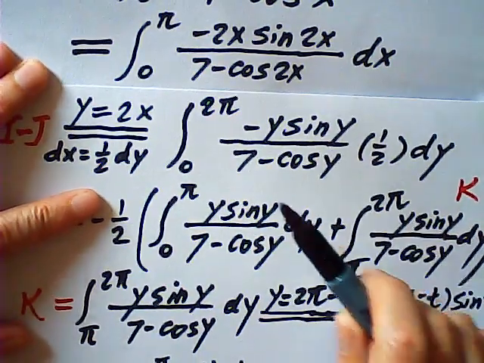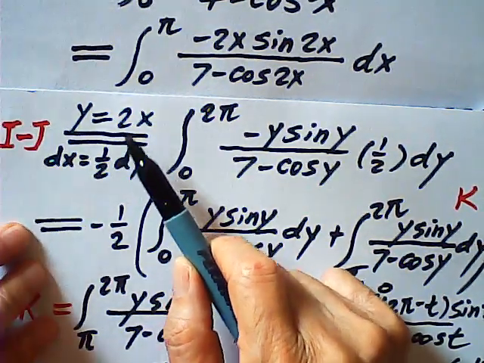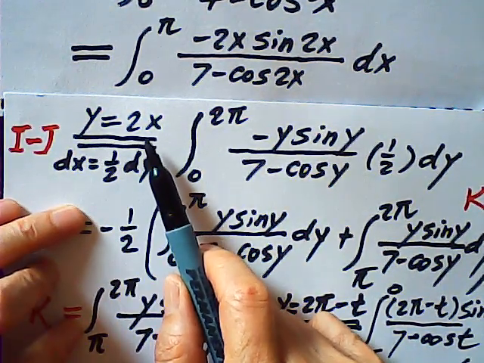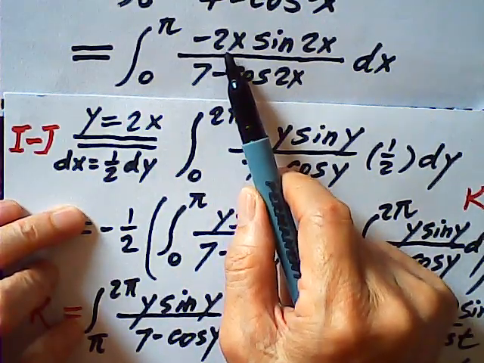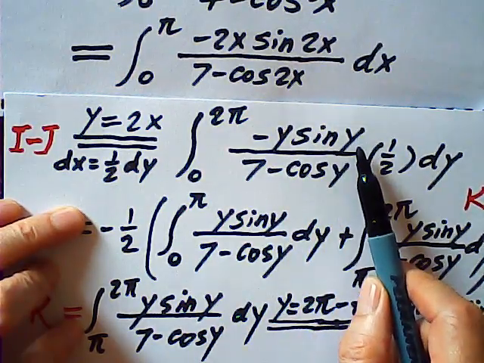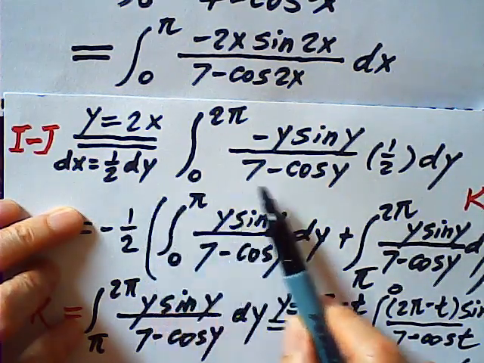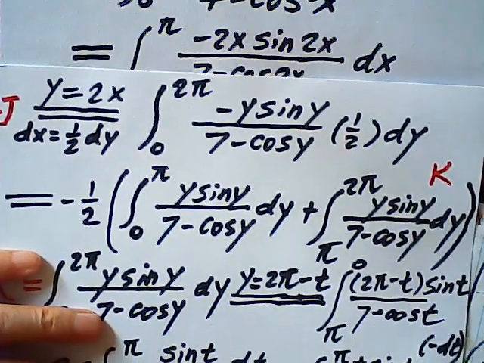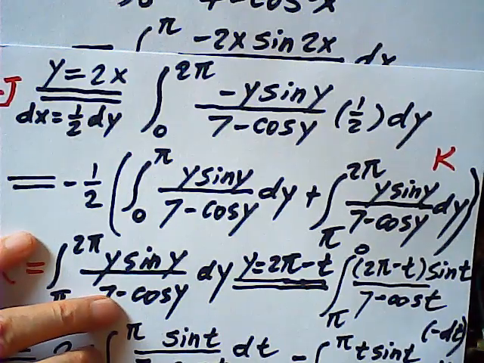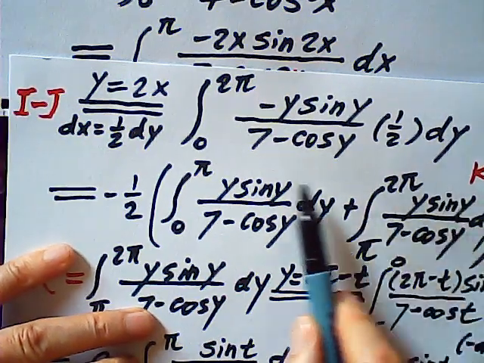Now, here I let y be 2x. This is I minus J. I substitute y for 2x. Therefore, this becomes 2y over... this becomes y. Sine 2x is sine y, over 7 minus cosine y. And dx is a half dy. So this is my I minus J.